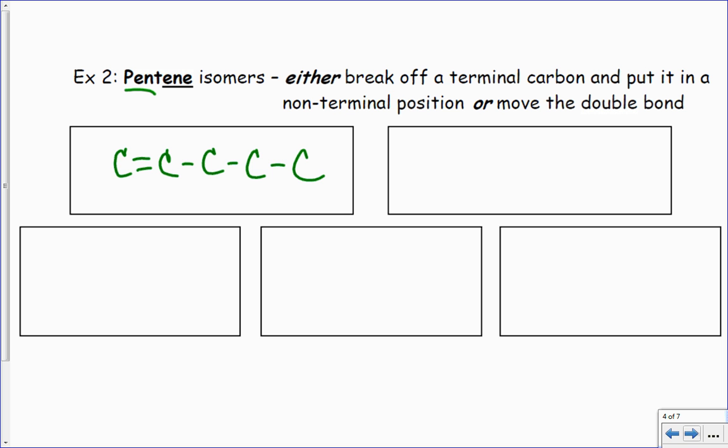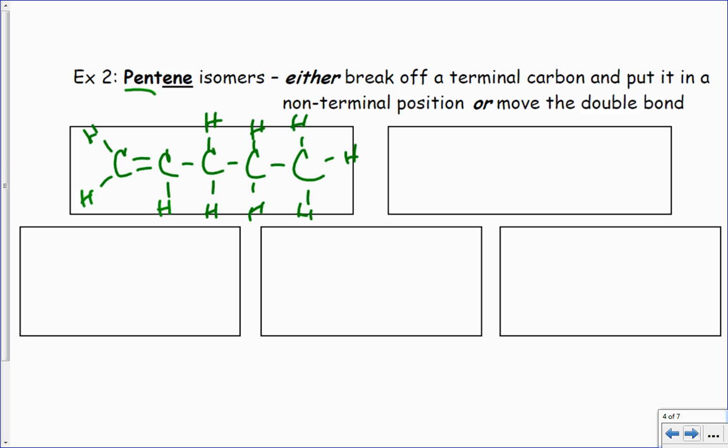My first carbon has 2 bonds, so it needs 2 more. The second carbon has 3 bonds, so it only needs 1. The third carbon needs 2 more to have 4 full bonds. The fourth carbon needs 2, and the fifth carbon needs 3.